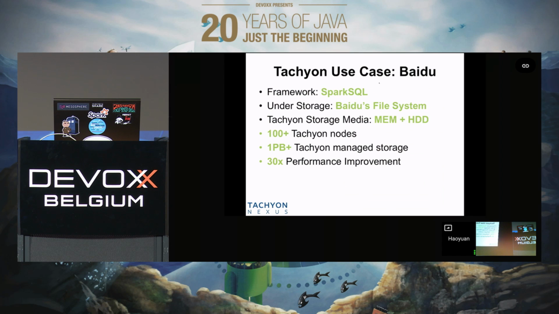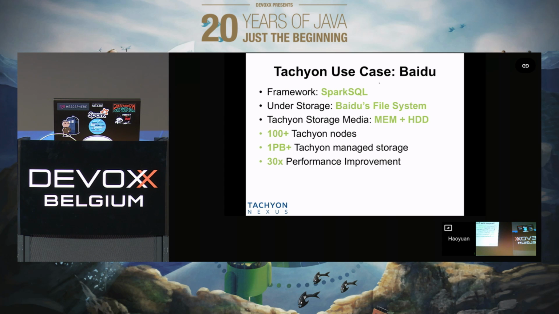Great. And here is a production use case. This is a public use case. Baidu, which is a dominant search engine in China, uses Spark SQL on top of Tachyon, and under Tachyon they use the Baidu file system. They use Tachyon to manage two layers, both the memory layer and the HDD layer in the compute cluster, and they use Tachyon to manage more than 100 nodes. Now it's around 200, and more than 1 PB of storage space. And when they use Tachyon, they have a 30 times performance improvement.